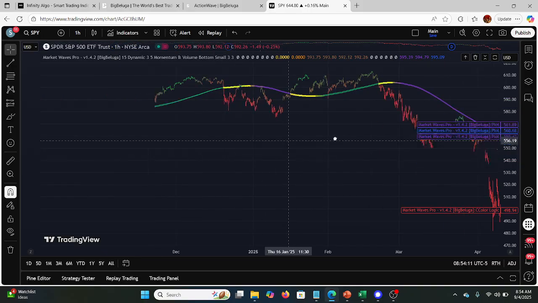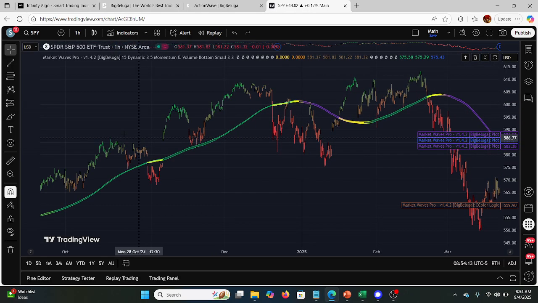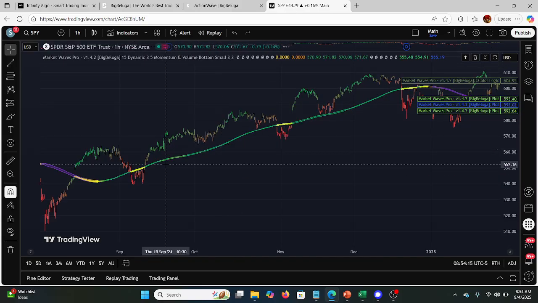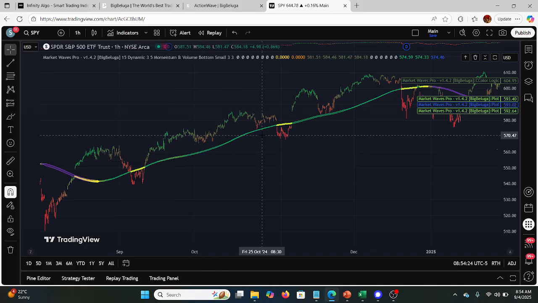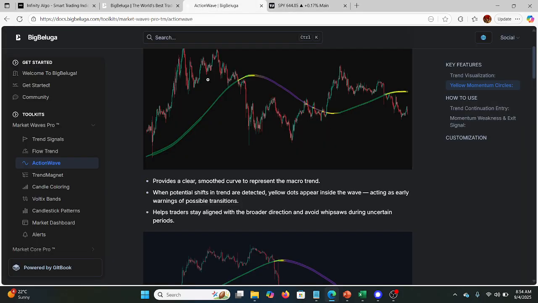So overall, the action wave it's nice. It's a nice tool to add to your tool chest, but by itself, it's not going to be a magic ball. So anyway, that's the action wave from BigBeluga.